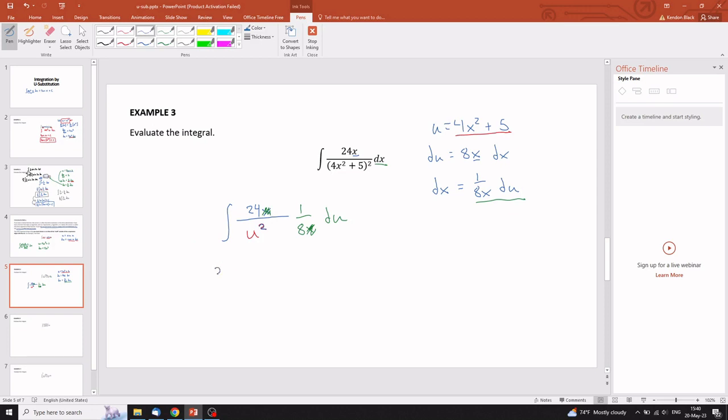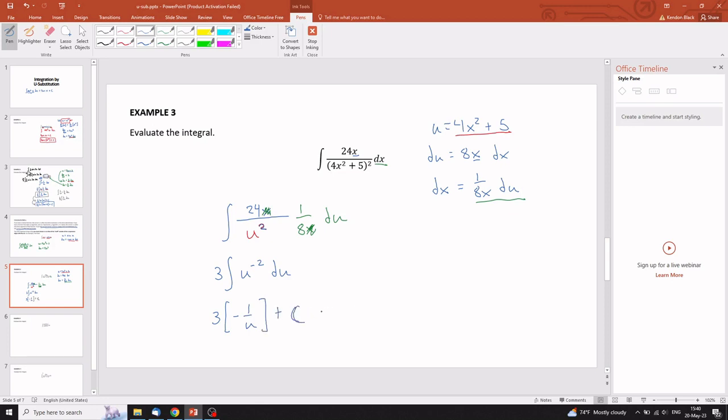So we have 3 times the integral of 1 over u squared, which I'm going to go ahead and write as u to the negative 2 du. Now we have something that we can anti-differentiate using the power rule. So we get 3. Add 1, we get negative 1, divide by that. So divide by negative 1 is the same as multiply by negative 1. So we're going to have negative u to the negative 1, which is 1 over u, plus c.